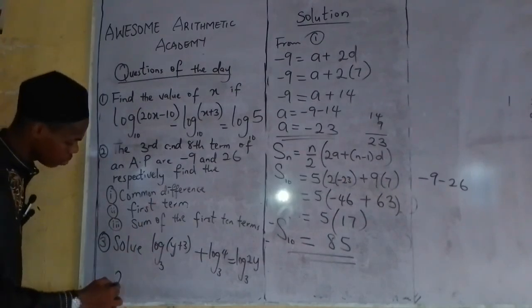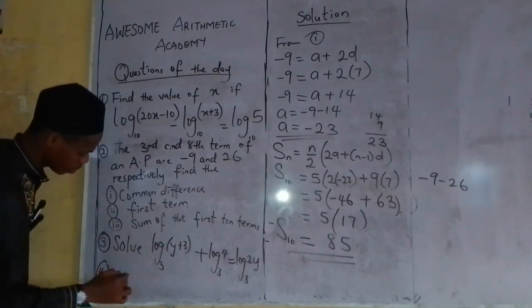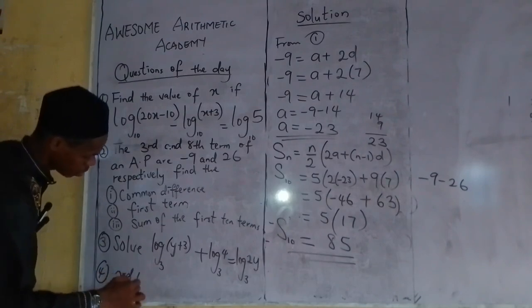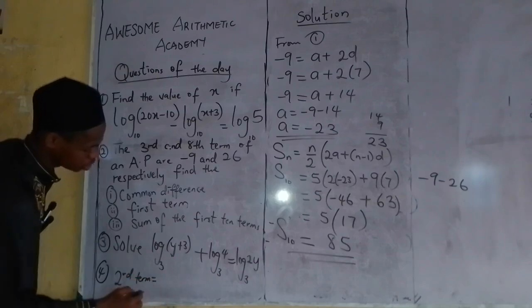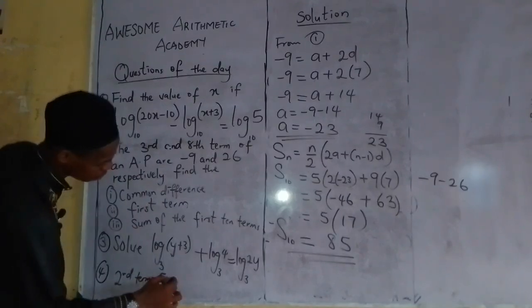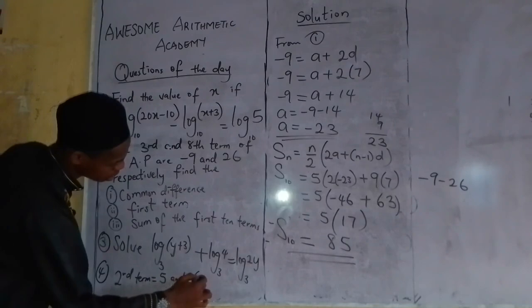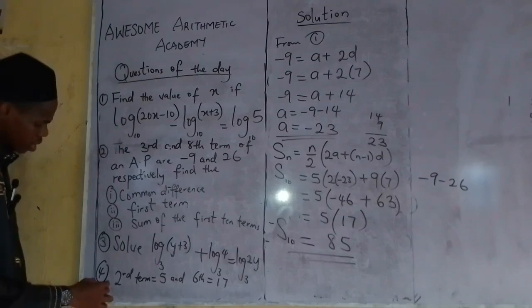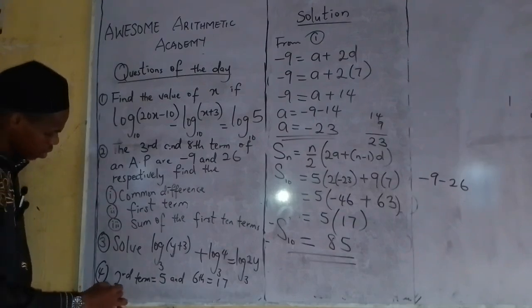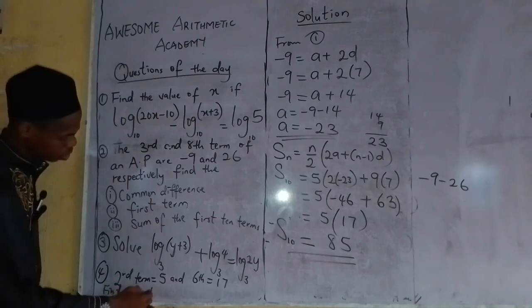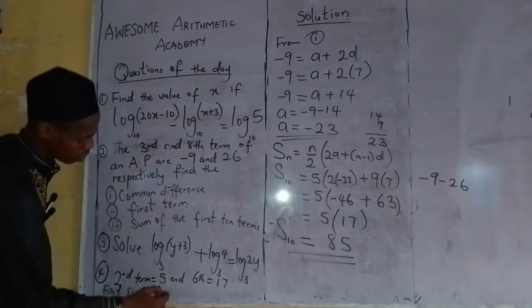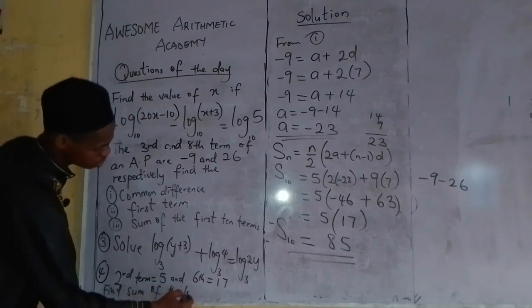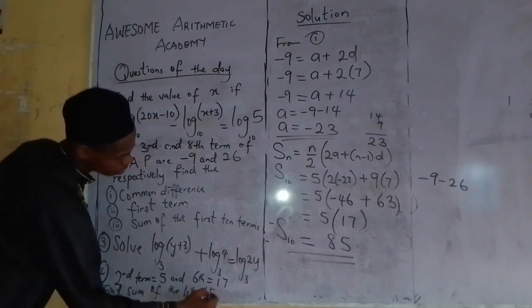And then for this as well, try it if the second term is given to be 5 and the sixth term is given to be 17. Find the sum of the first 15 terms.